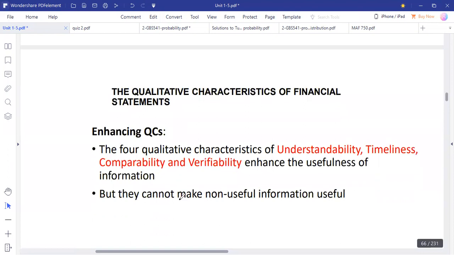And when you're looking at enhancing qualitative characteristics, there are four elements: comparability, understandability, timeliness, and verifiability. These ones enhance the usefulness of the information, but they cannot make non-useful information useful. These characteristics, no matter how vital they are, cannot make non-useful information useful.